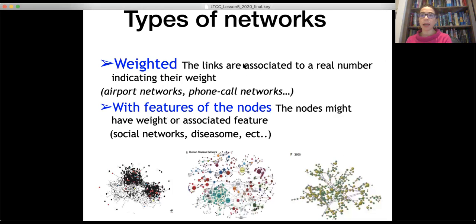So for instance, in an airport network, you might have as a weight the number of travelers for each airline route, or for phone calls, how long two people speak to each other in a typical day. And another kind of generalized network structure is networks with features of the nodes. So if you have metadata, and we have quite extensively covered that in lesson 4 and here in part 1 of lesson 5, what happens if you have features of the nodes that are known or that you want to infer?